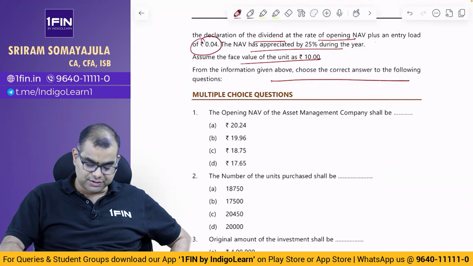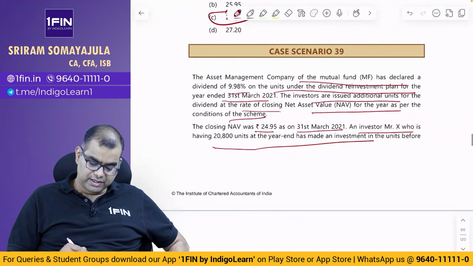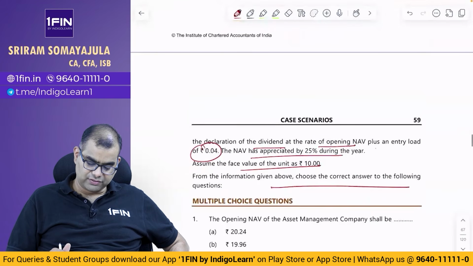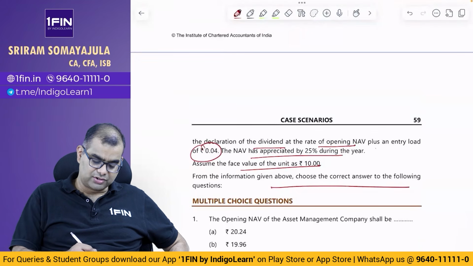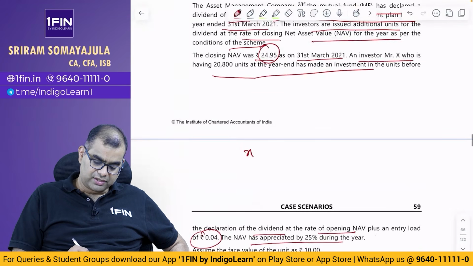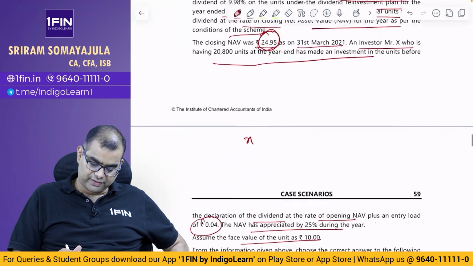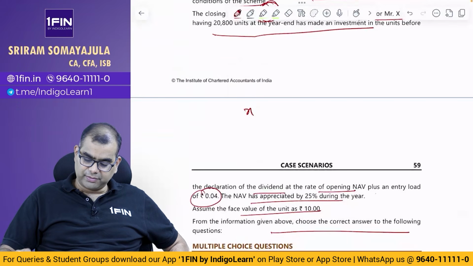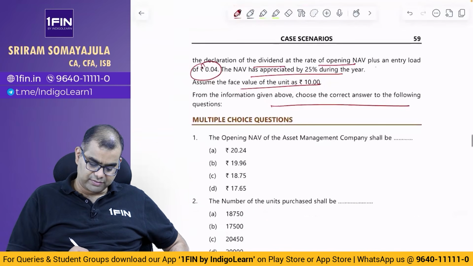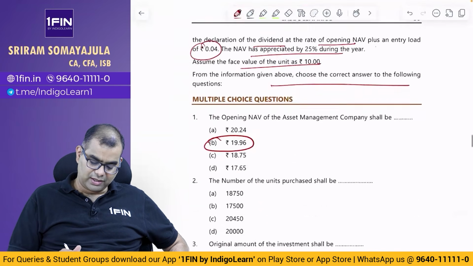Opening NAV is how much? See, closing NAV was 24.95. The investor made the investment in the units before declaration of dividend at the rate of opening NAV. So now these are all tricky questions. Let the opening NAV be X. Now see, they have said closing NAV is 24.95 and NAV appreciated by 25%. So 24.95 by 1.25 is 19.96. So the opening NAV is 19.96. Simple.